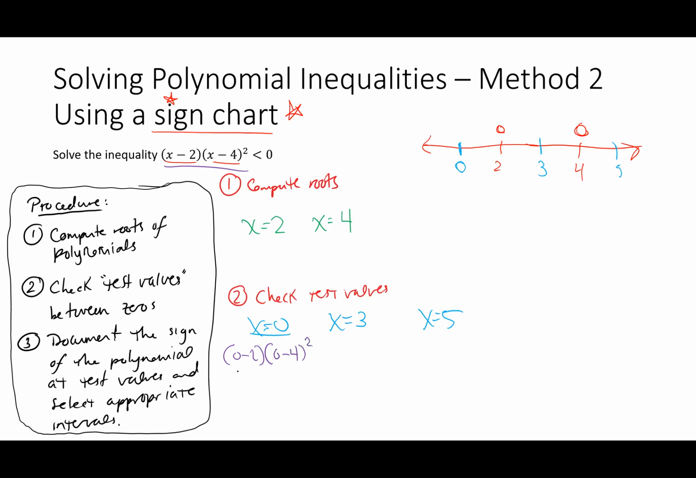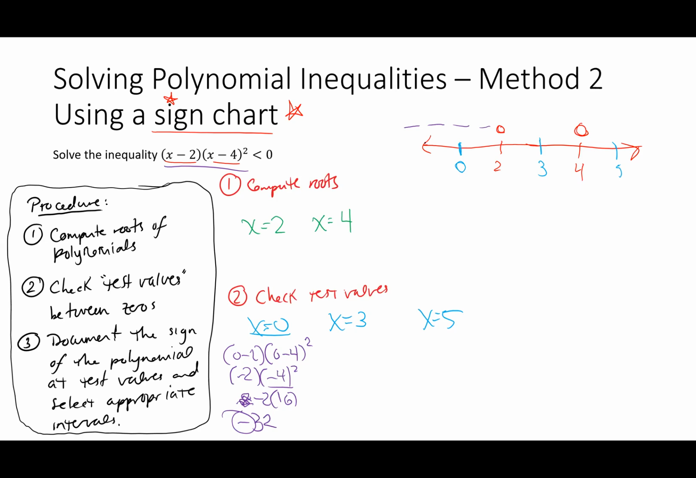Mind order of operations. 0 minus 2 is negative 2. 0 minus 4 is negative 4. Remember that I'm squaring this. So I end up with negative 2 times 16. That's negative 32. Now, the fact that it's negative 32 is not really that important. The thing that is important is the negative sign. So what I know is all of the values of this polynomial are negative when I go to the left of 2.